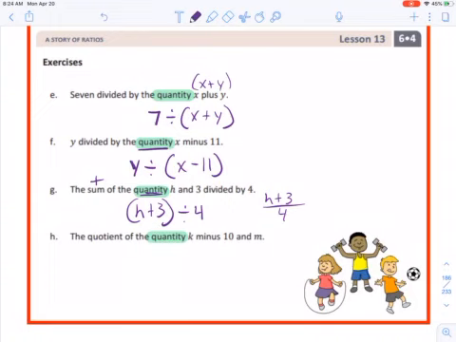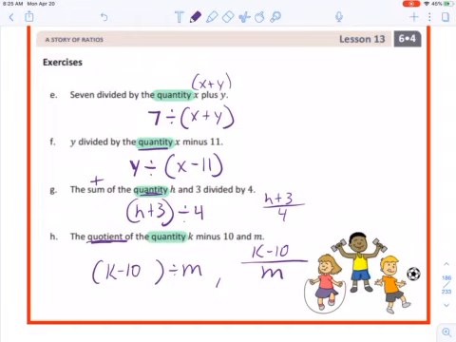The quotient, letter H, last one. The quotient of the quantity k minus 10 and m. The quantity k minus 10 goes first in parentheses. Quotient means division, so we're going to divide by m. That's the answer to letter H. We could also write this as k minus 10 over m. Those two expressions are equivalent.